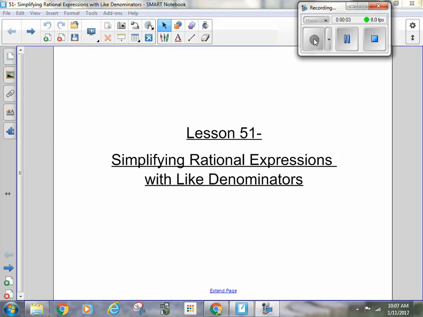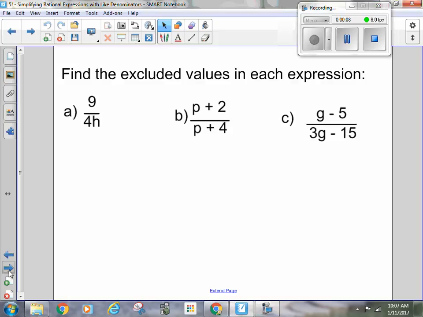Today we are doing lesson 51. It's on simplifying rational expressions with like denominators. Some of this is stuff that we've seen before, such as find the excluded values in each expression. So we set our denominator equal to 0 and solve for the variable.